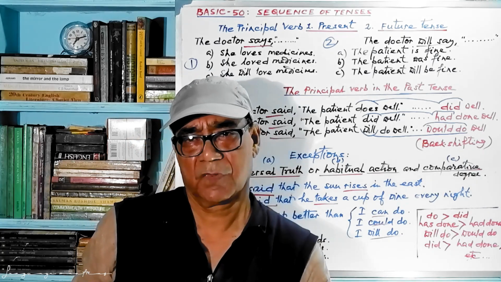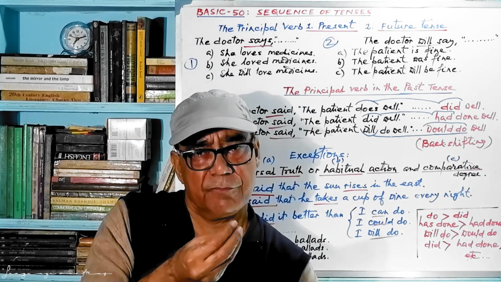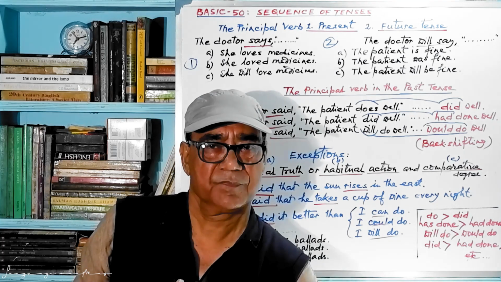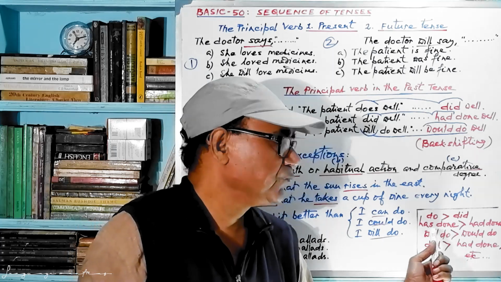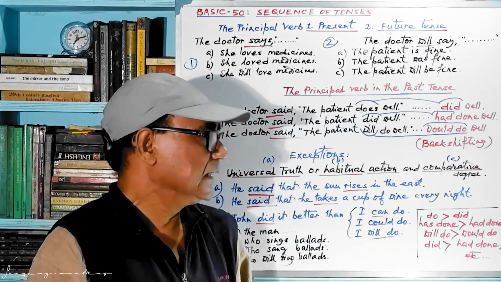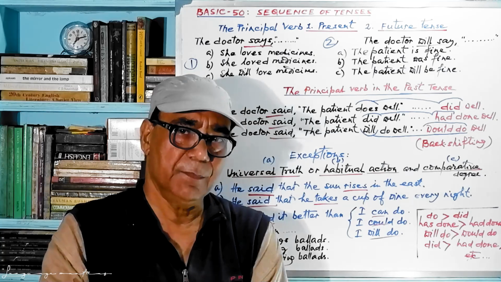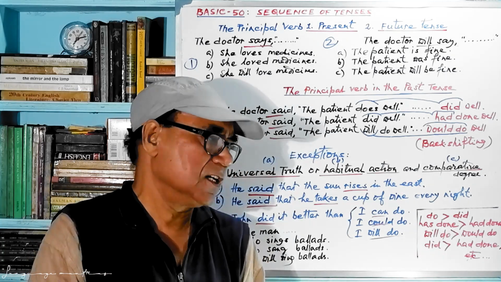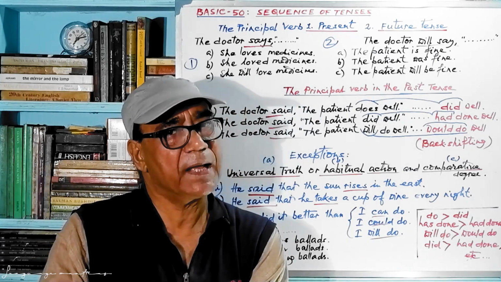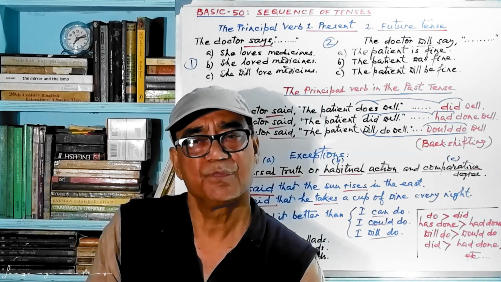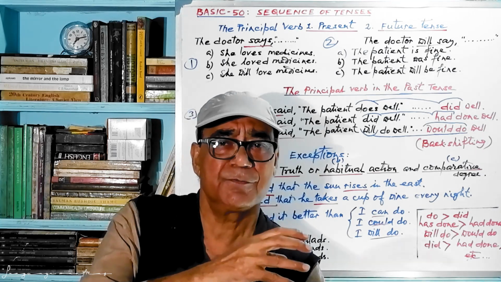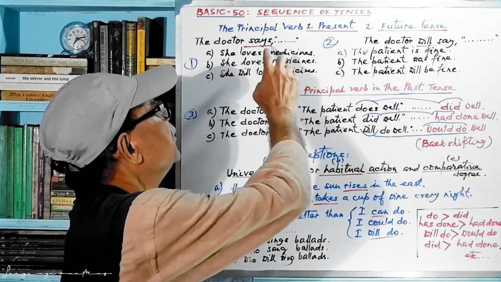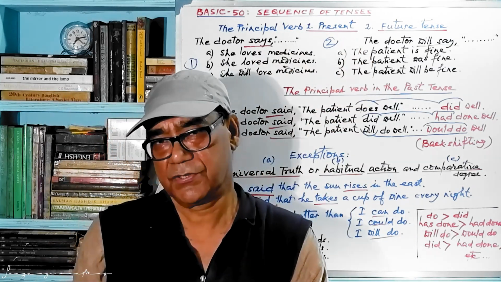Back-shifting means you move the verb one step towards the past. If it is present tense, say do, it becomes did. If it is did, then it becomes had done. If it is has done, then again it becomes had done. If it is will do, then it becomes would do. That means you push the verbs towards the past. This is what happens in this sequence of tenses.